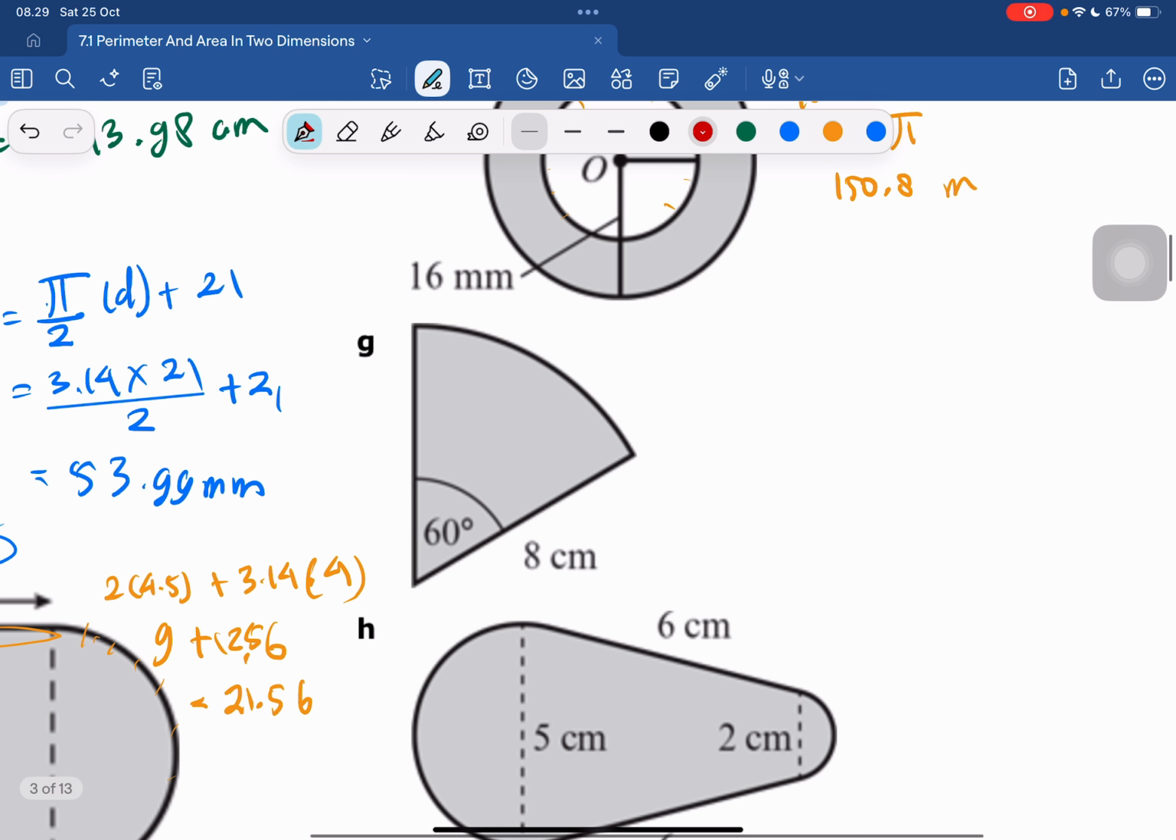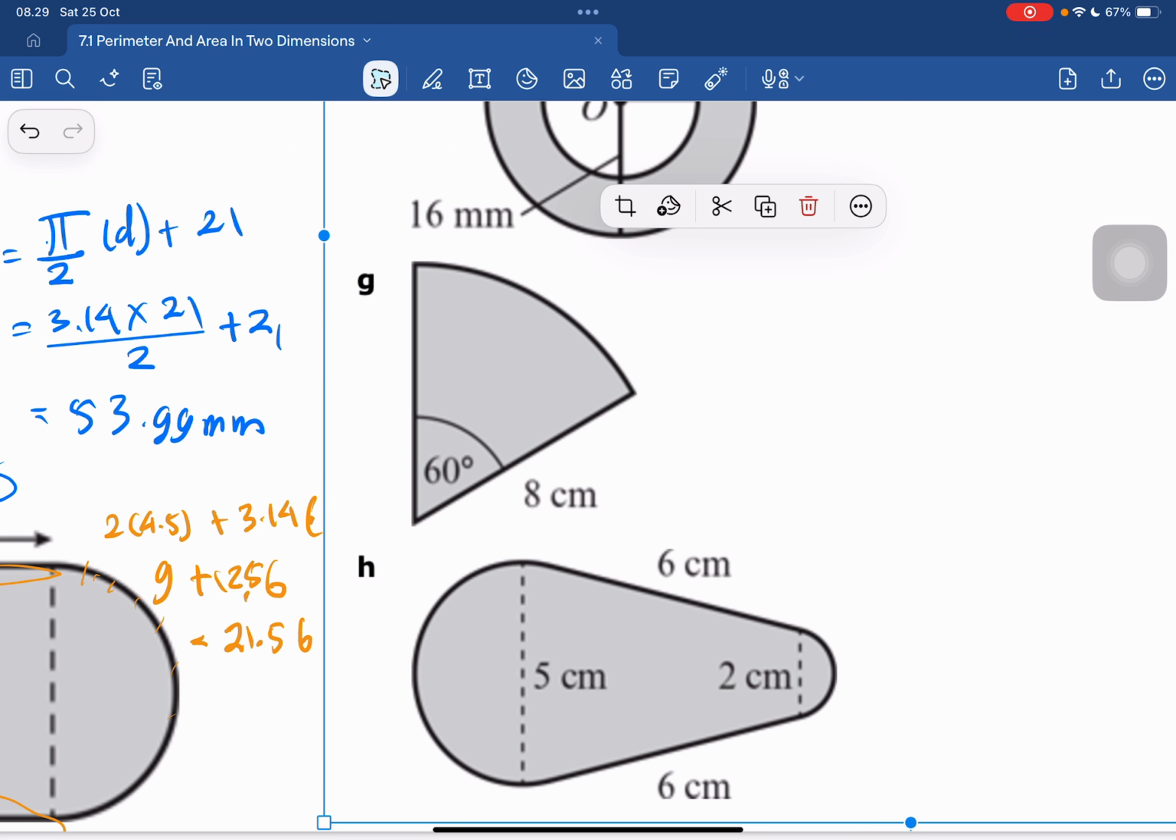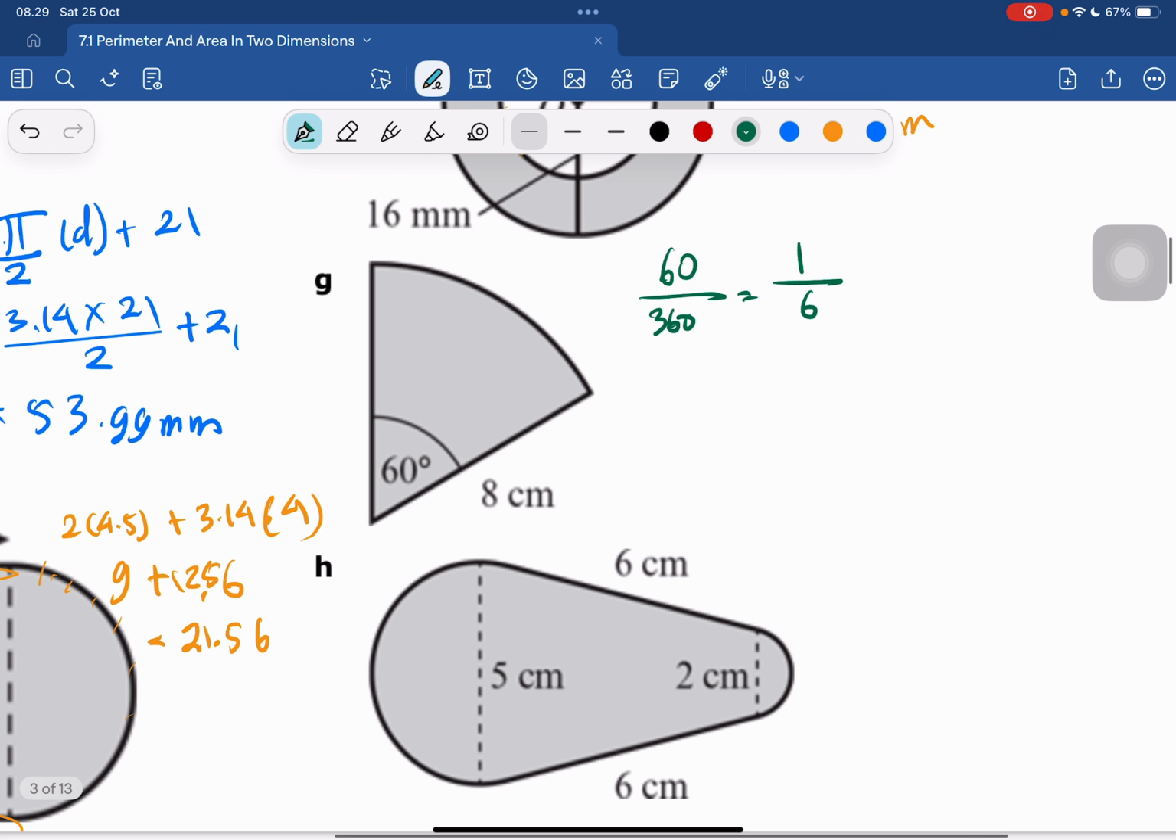Next question, 60 degrees. We should know about the 60 degrees. So we can write it like this: 60 degrees. 60. The total of a circle is 360. So it's going to be 1 over, we divide by 6, or 1 over 6. So 1 over 6 of the circumference. So pi, we multiply by the diameter, not diameter, this is the radius. So this is 2 times 1 over 6. Pi, the radius is 8.